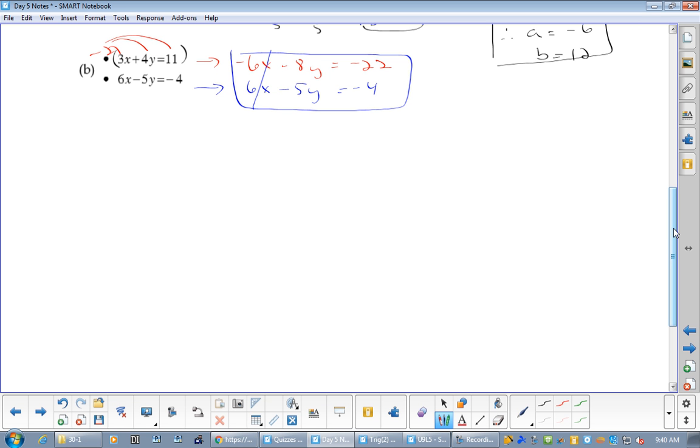So negative 8y and negative 5y is negative 13y, and negative 26, divided by negative 13. y equals 2.